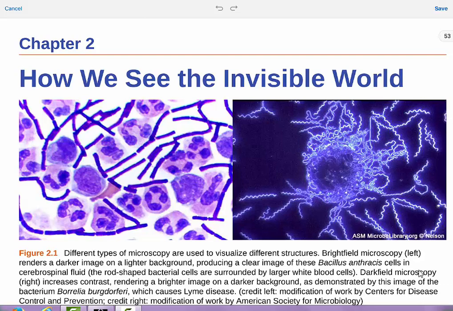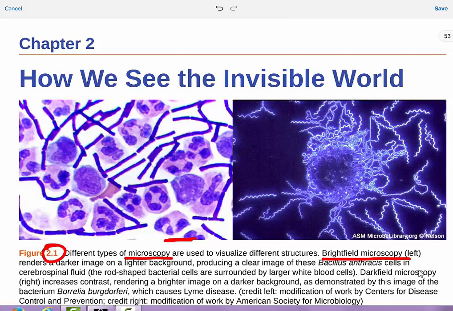So here we are in Chapter 2, which is how we see the invisible world. We're going to be taking a look at different types of microscopy. Here in Figure 2.1, at the beginning of the chapter, we have the bright field microscopy, which is on the left, this photo here.